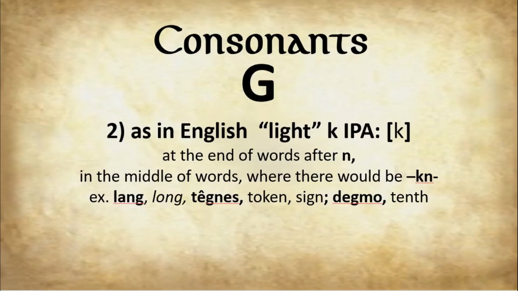As well, G can make an English light K sound, so a K sound, if you will, but this occurs at the end of words after N, such as we have lank. He describes it as a light K, or he uses this Latin term tenuis. And then in the middle of words, where they would be otherwise medial KN, it's a GN. So he describes, also there, this light K, if you will. So we have here teknes, which means sign, token, and dekmo, which means 10th.